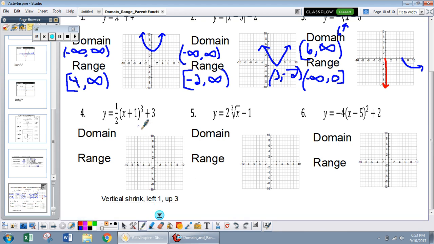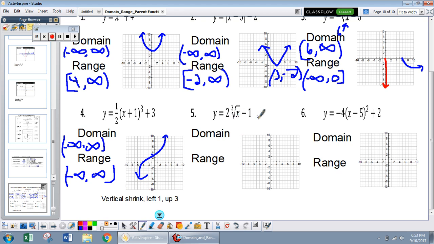And now this is a cube. This is going to be a bad drawing, just so you know. Left 1, up 3, that's kind of where the center is. And it's 1/2, so it's going to make it look fat, and it's a cubic, so it's going to look like that. I actually did a pretty good job. So let's think of domain and range. How far left? Well, this thing's pointing to the left forever, so it's negative infinity to infinity. Thinking up and down, it goes down forever, up forever, so all real, negative infinity to infinity. There we go.